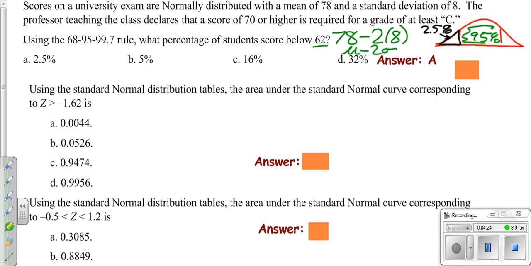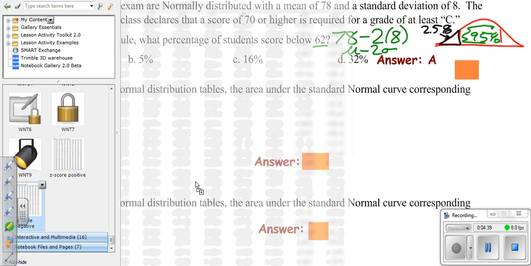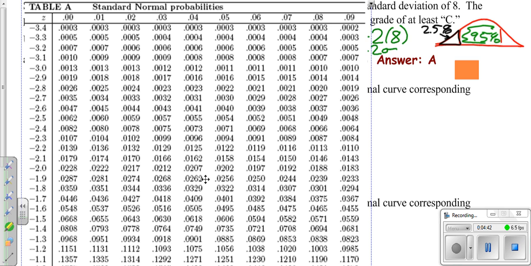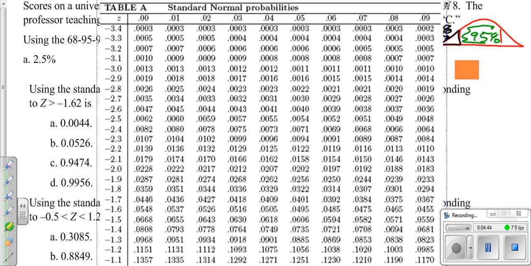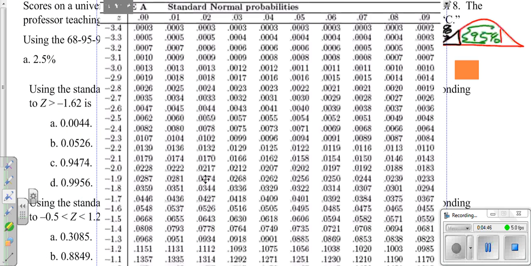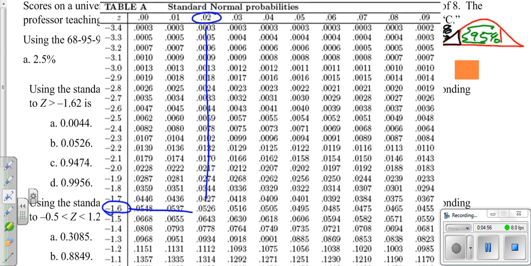Now, looking at the next one, we want to know what is our z, or area underneath our table, that is greater than a negative 1.62. So we have to go ahead and find that on our table. That would be on your table in the back. It's a negative, so that would be your left-hand one. We need to find a negative 1.6 on the left-hand side. The second number over after the decimal point is 2. So we come down that column, go over on this row, and we find that right there.